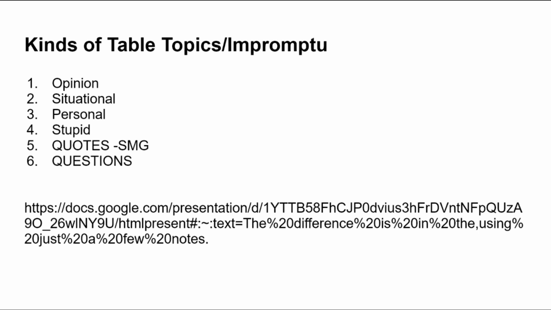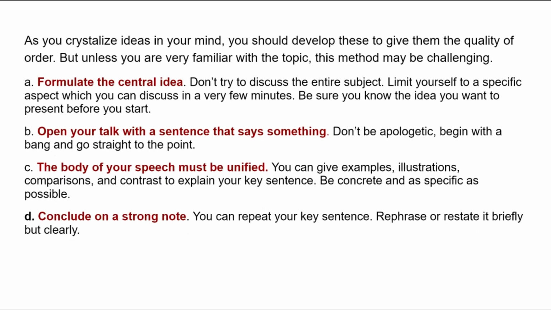Number five, quotes. You'll be given a quote, let's say, time is gold. And then you're going to explain how you see that quote, how you understand it. And number six, questions. This is the easiest table topic because you will just be thrown a question and you just have to answer that.